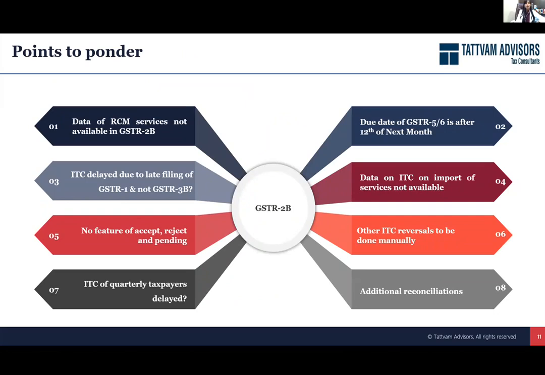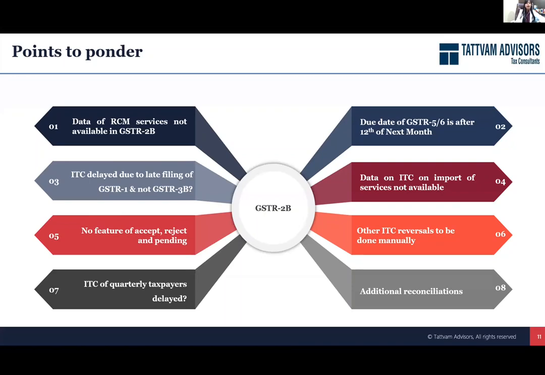After looking into the details, the features and the specific categories and the specific tables that 2B is providing, and the basis of the preparation of 2B, we found there are certain areas which would still need some work from the taxpayers' end. To begin with, the first and foremost thing is that this data does not contain any import of service data or any RCM service data which has been supplied by an unregistered supplier.